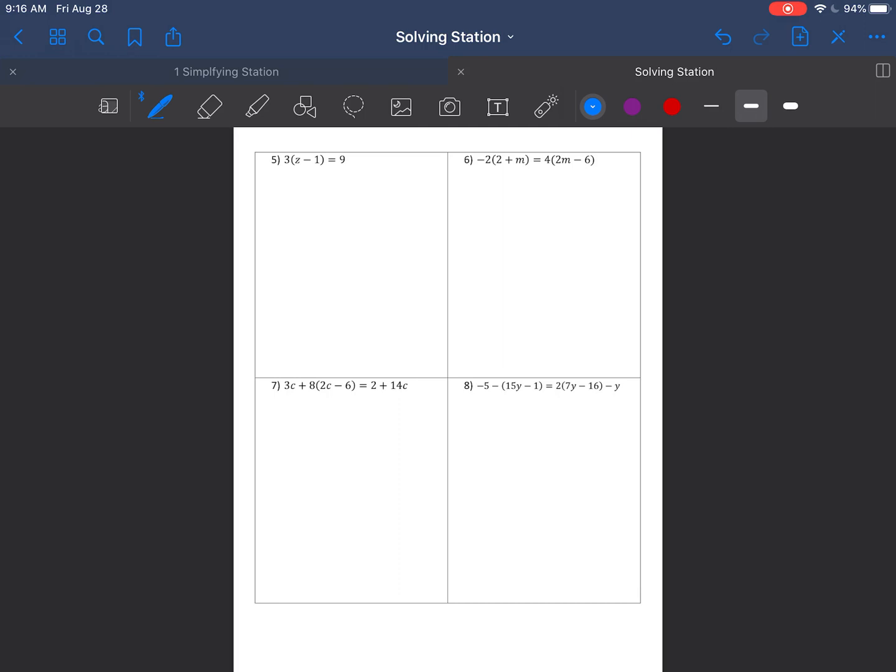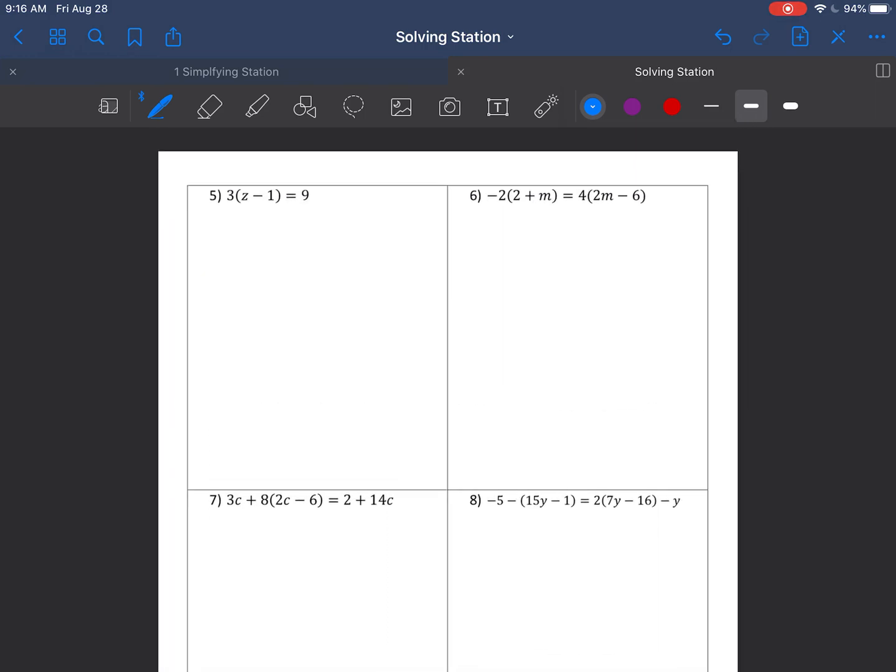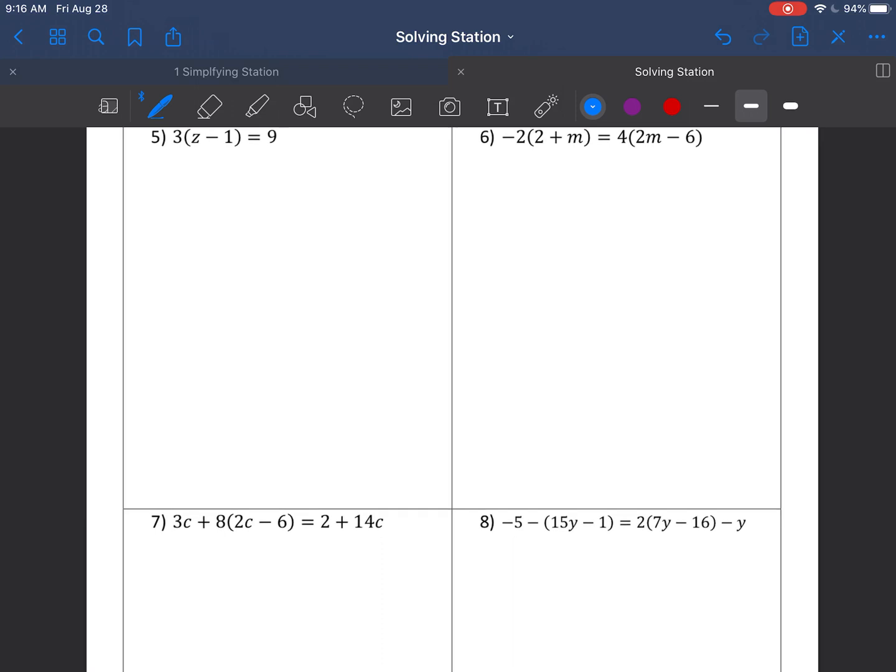All right, that's the front side, the first 4. Back is getting even more difficult. Look at these.